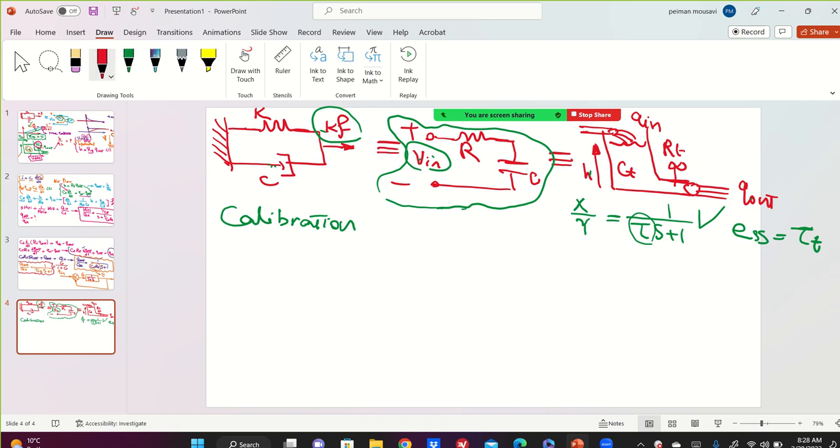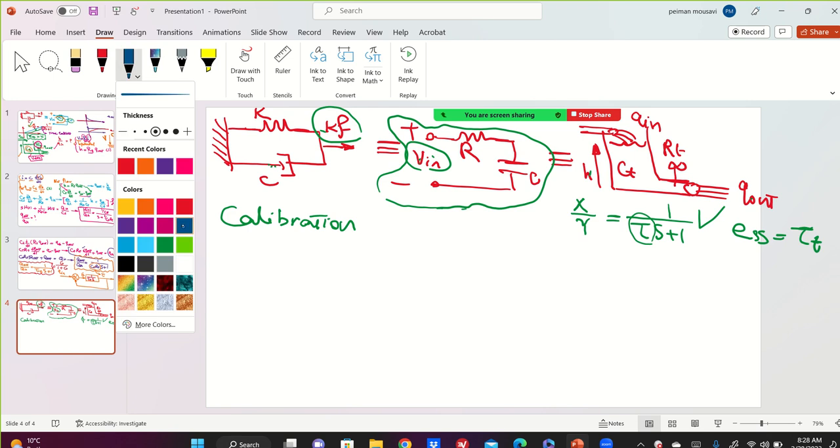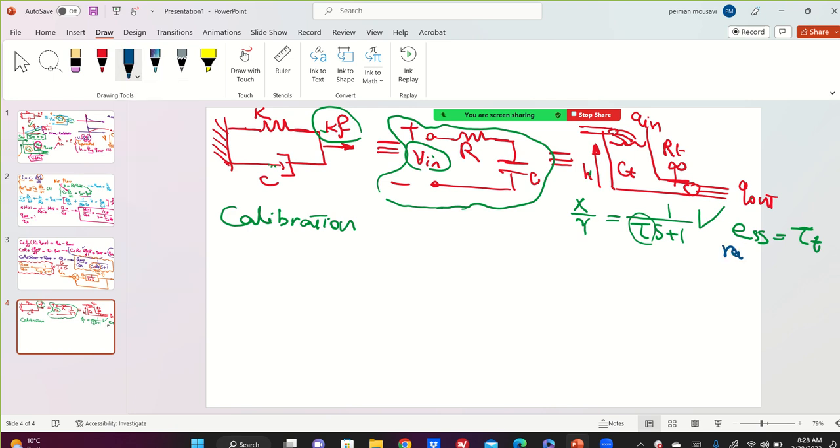For the ramp, the ESS is tau t. Now let's go for the last input to the system, D, for now.